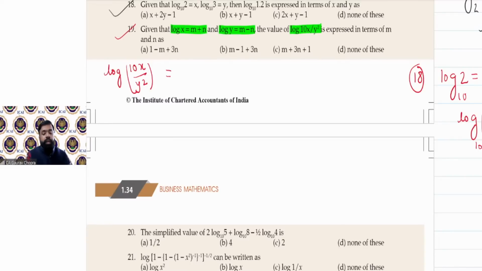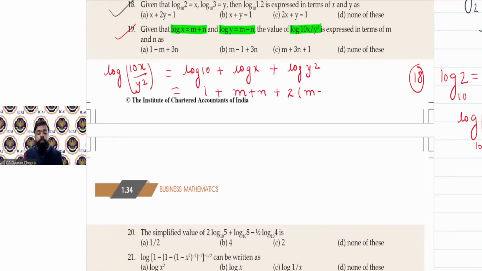First of all, we can separate them. Log 10 plus log x minus log y square. Now, what is the value of log x? We know it already. And by default, base is 10. So log 10 is 1. Value of log x is m plus n. And for log y square, 2 will come forward. Now, what is the value of log y? It is m minus n. So after simplification, let's check what we are getting.